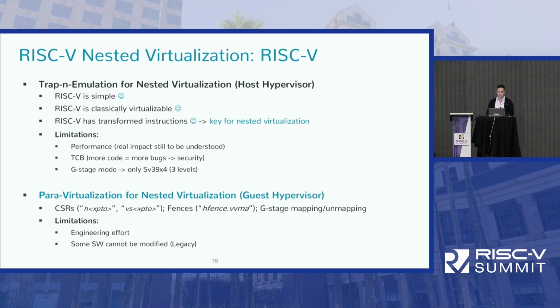At the moment, as I was describing, nested virtualization support in RISC-V is mostly through trap and emulation, which is quite facilitated. Why? Because RISC-V is simple, RISC-V is classically virtualizable, because we have these transformed instructions that I spoke about at the beginning of the presentation that are optional, but when we want nested virtualization should be mandatory. But this kind of trap and emulation for nested virtualization support has some limitations. For example, the impact in terms of performance.